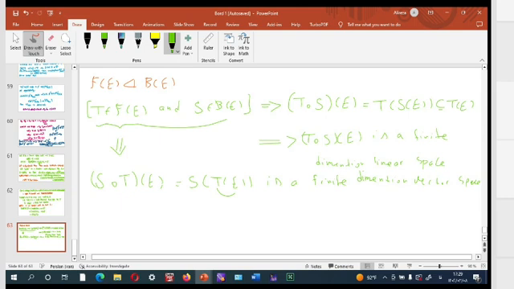So for any T in F of E and for any S in B of E, we see that T∘S and S∘T are finite dimensional linear spaces, and this shows that this is an ideal in B of E.